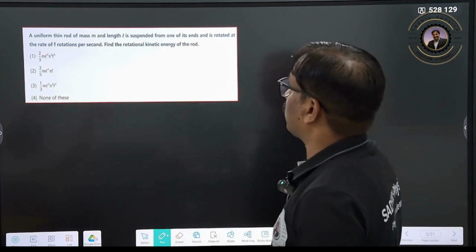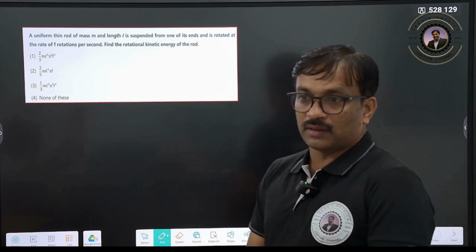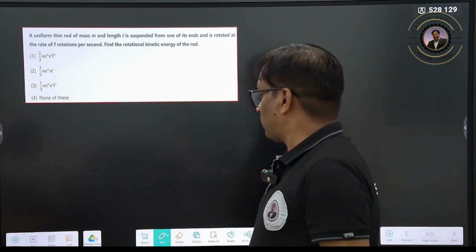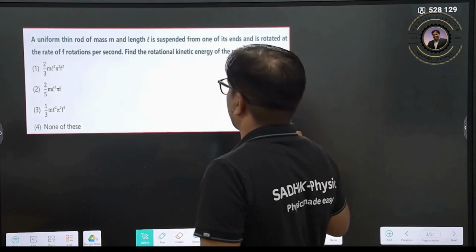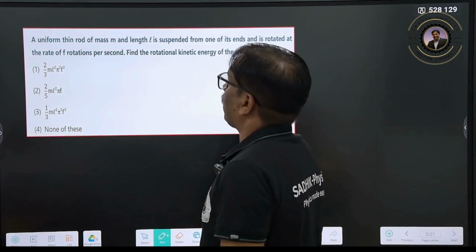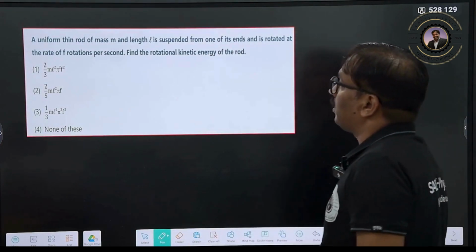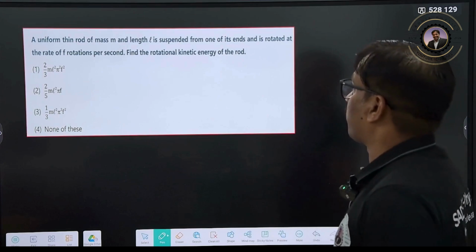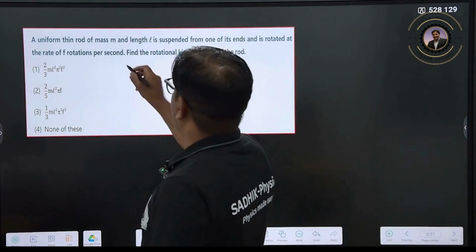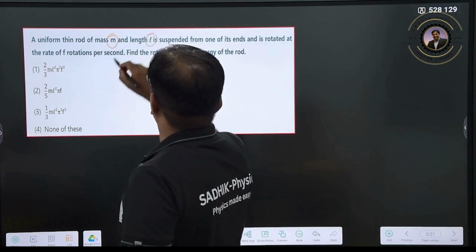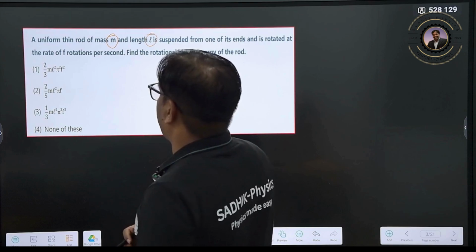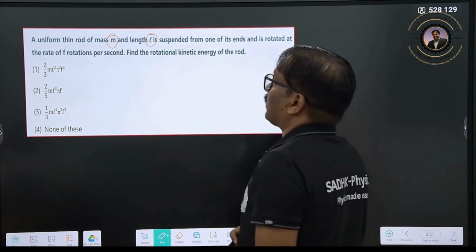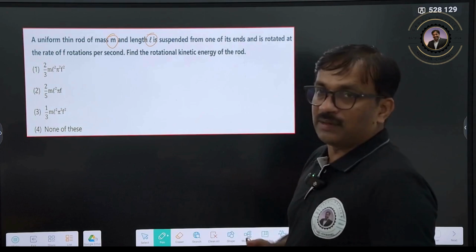We will do one more question now. Right. Let us see. Here a uniform thin rod of mass m, right? It has mass m and length L, suspended from one of its ends and is rotated at a rate of f rotations per second. Find the rotational kinetic energy. Simple concept, no?